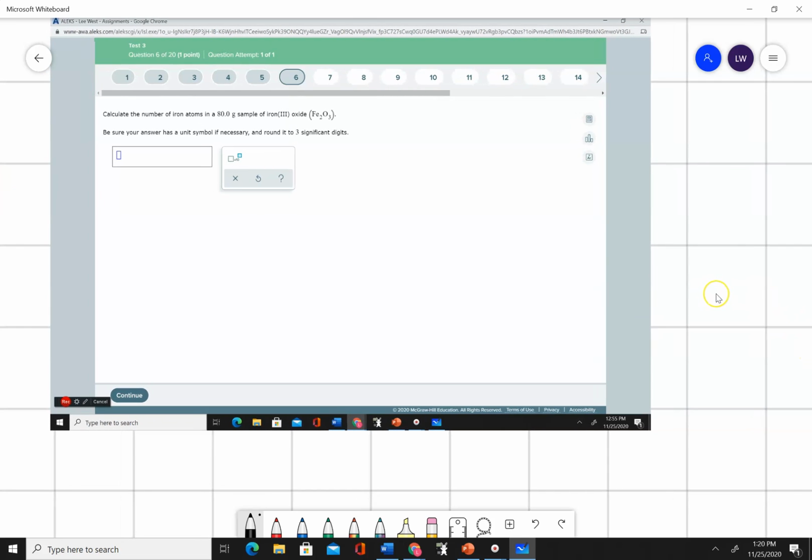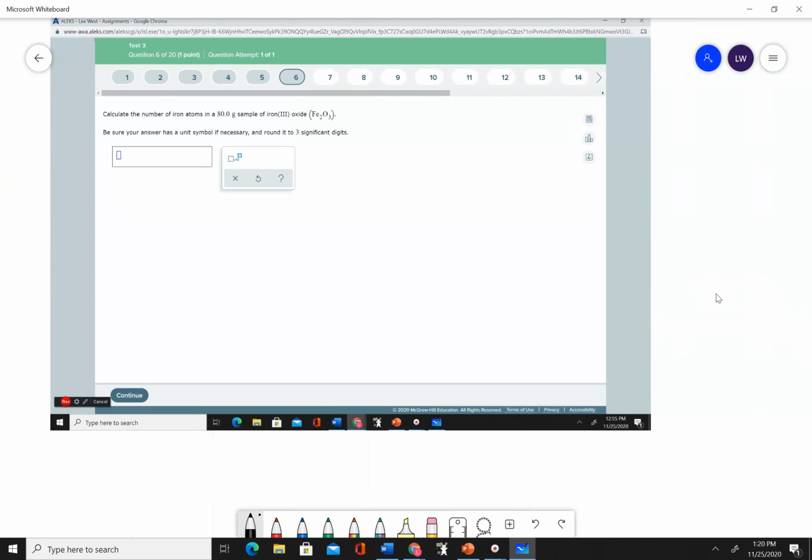Okay, so now we're asked to do a conversion between the grams of iron 3 oxide and the number of iron atoms. So I've got to go from grams of Fe2O3 all the way to number of iron atoms. So I've got two different types of things here. I've got Fe2O3 and iron atoms. And whenever I want to go from one kind of thing to another kind of thing, I've always got to go through moles.